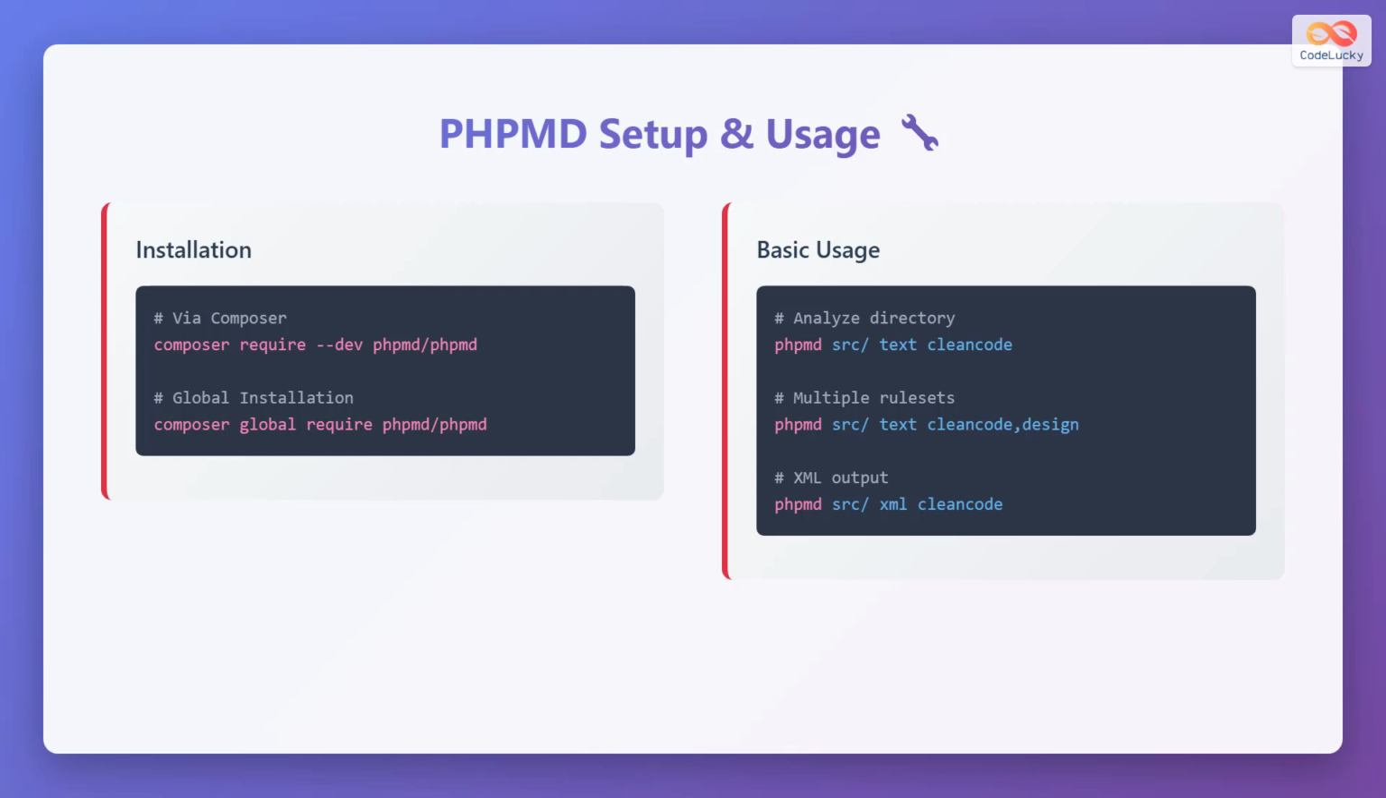To install PHPMD, you can use Composer by running the command composer require --dev phpmd/phpmd. For a global installation, you can use the command composer global require phpmd/phpmd. To analyze a directory, use the command phpmd source/ text cleancode. You can also specify multiple rule sets by running phpmd source/ text cleancode,design. To generate XML output, use the command phpmd source/ xml cleancode.